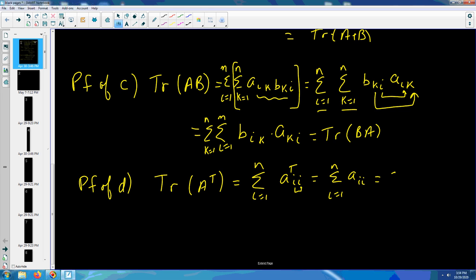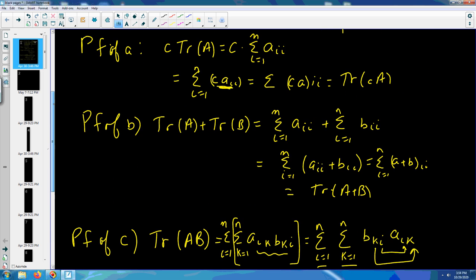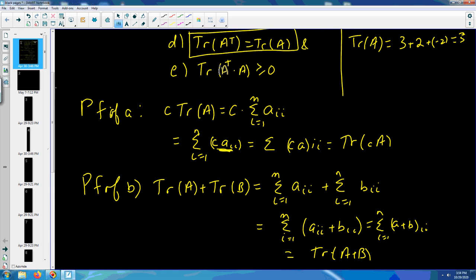So this here is the trace of A. Just add up those elements in A, those are the diagonal entries of A, and just add them all up. A11 plus A22 plus A33, you get the trace of A. The last proof is to show that the trace of A transpose times A is at least 0.